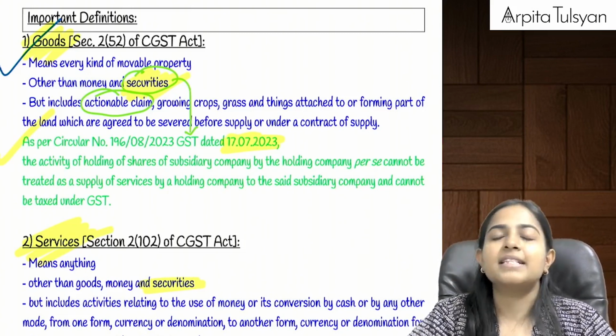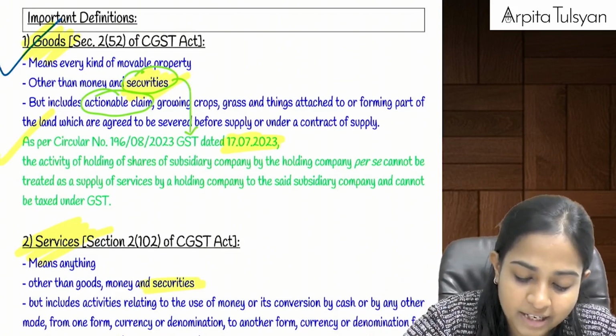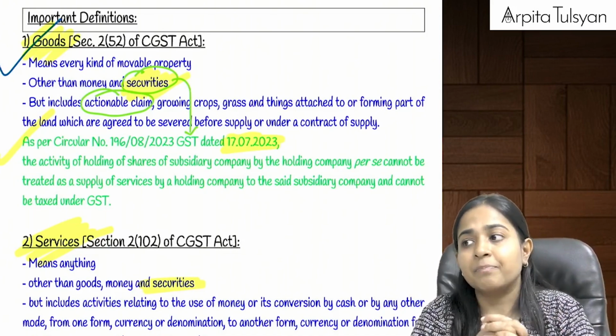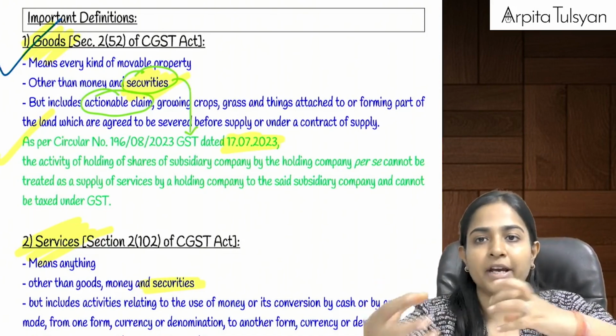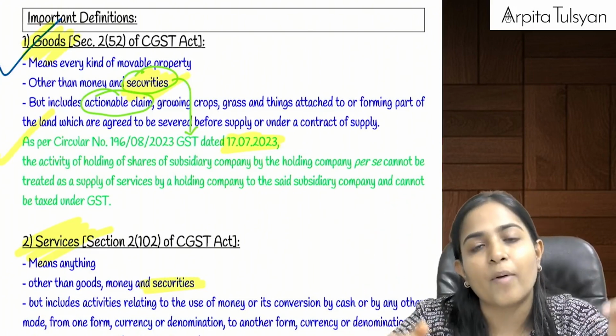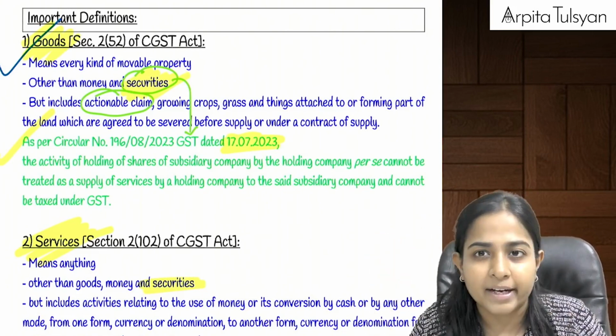Obviously no. This cannot be called providing or supply of services by the holding company to the subsidiary company. Otherwise, normally, forget about this shareholding transaction. Normally, can a holding company provide some services to the subsidiary? Yes, that is possible. That will be liable under GST.